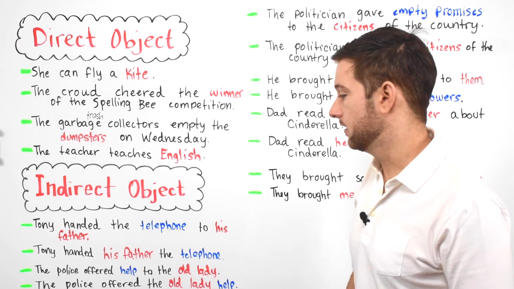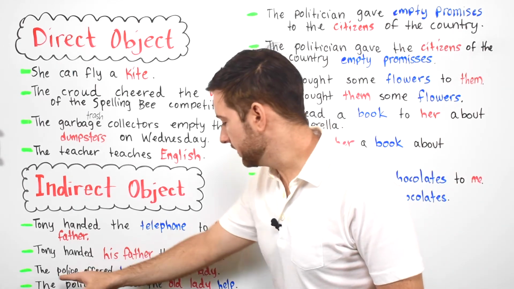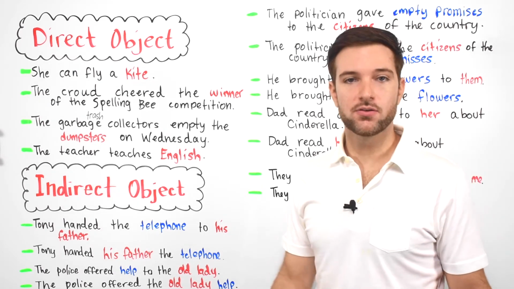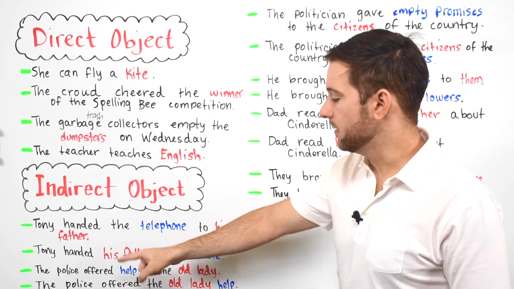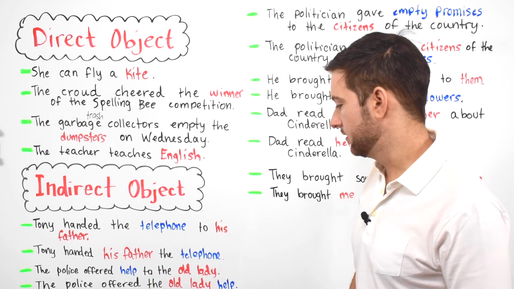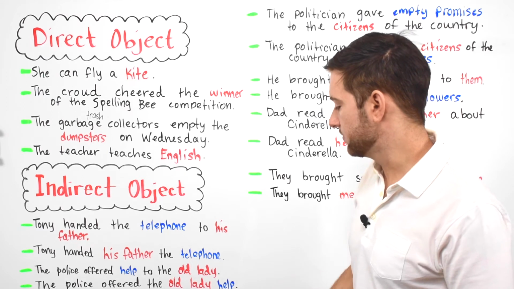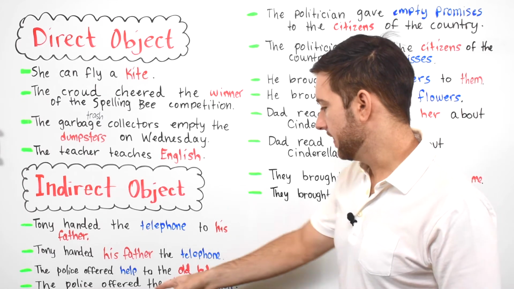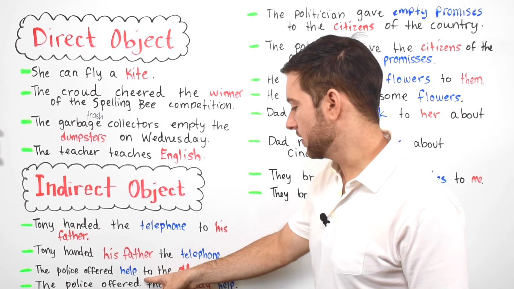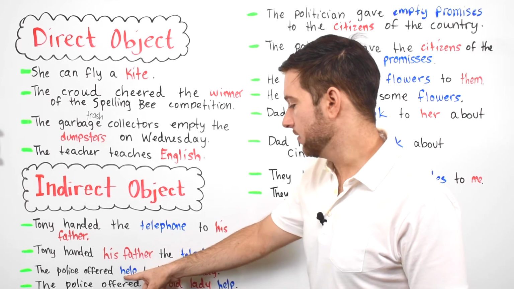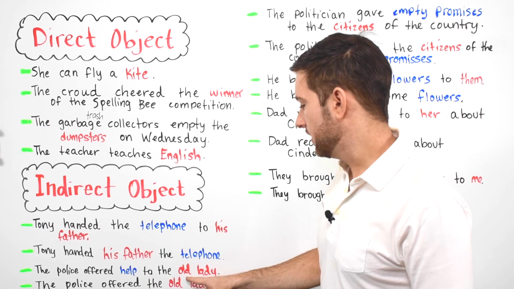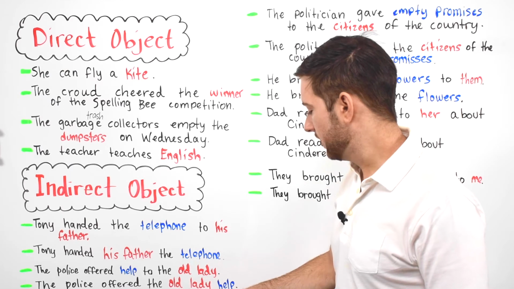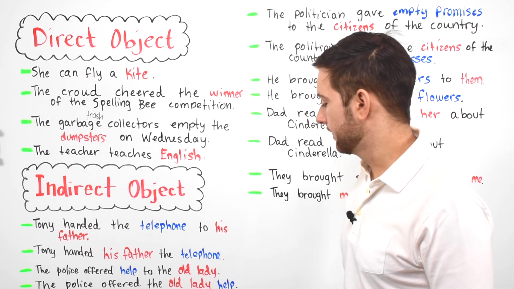Let's look at some more examples. The police offered help to the old lady. Same thing. Very easy. The police offered help to the old lady. And the police offered the old lady help. So the old lady is what we're giving help to. And then we have help to, right? We need that word to transfer help to the old lady. But in this example, we don't need it because we have the old lady first and then after we have help.